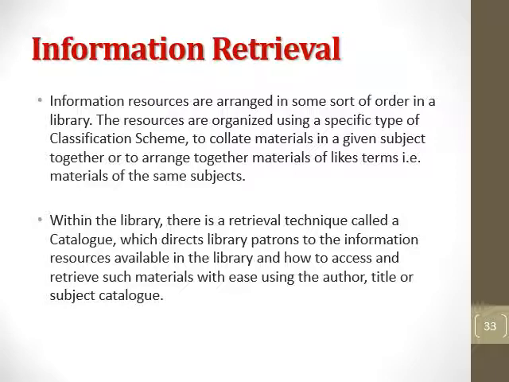When we talk of information retrieval, we have to understand what the information resources are and how they are organized and arranged in the library. We say that information resources are arranged in some sort of order in the library. The resources are organized using a specific type of classification scheme to collect materials in a given subject together, i.e. materials of the same subject. Within the library, there is a retrieval technique called a catalog, which directs library patrons to the information resources available in the library and how to access and retrieve such material with ease using the author, title, or subject catalog.